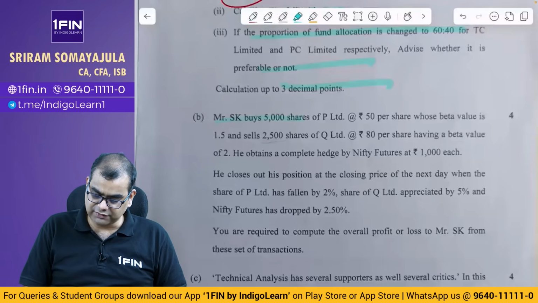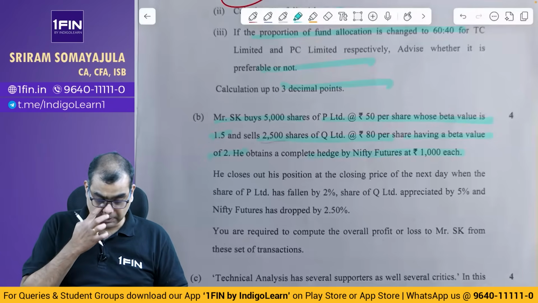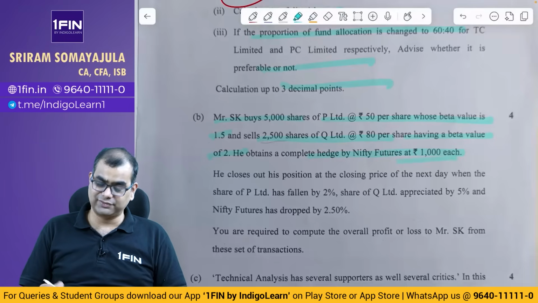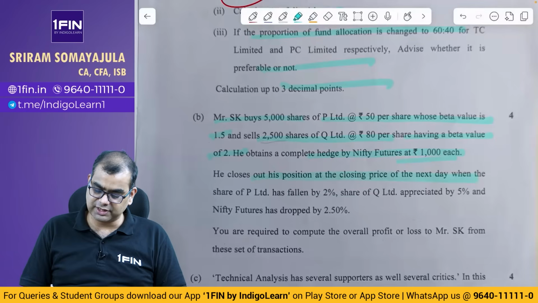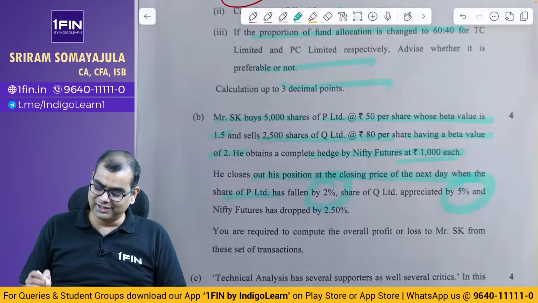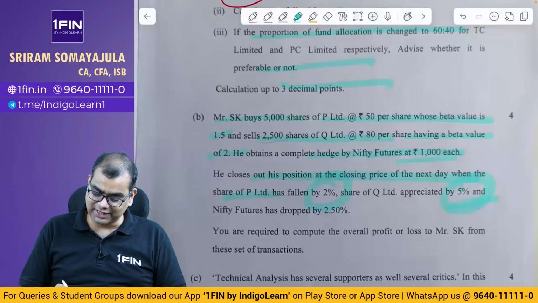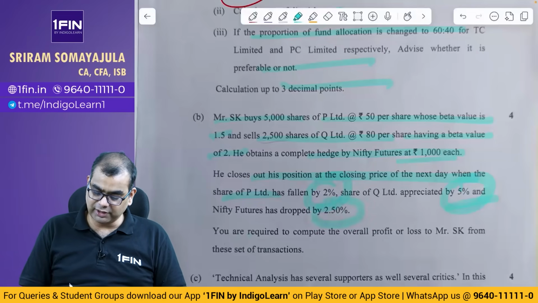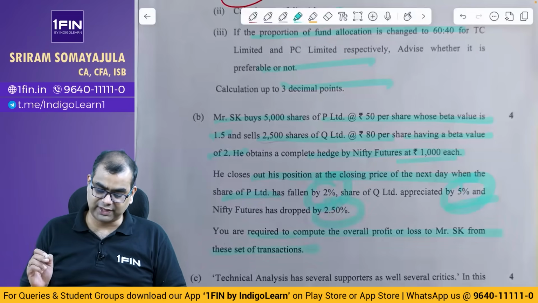Then B, Mr. SK buys 5,000 shares of P at 50 per share, whose beta value is 1.5, sells 2,000 shares of Q Limited at 80 per share, having beta value of 2. He obtains a complete hedge by Nifty futures at rupees 1,000. So has he bought this Nifty, sold this Nifty? Not sure. Let us see. He closed out the next day when shares of P have fallen by 2%, Q has appreciated by 5%. Achha, whatever he has bought fell, whatever he has sold has appreciated, both ways loss, and Nifty futures also dropped by 8.5. So Nifty futures that is bought or sold, we'll see. You're required to compute the overall profit or loss on these set of transactions.